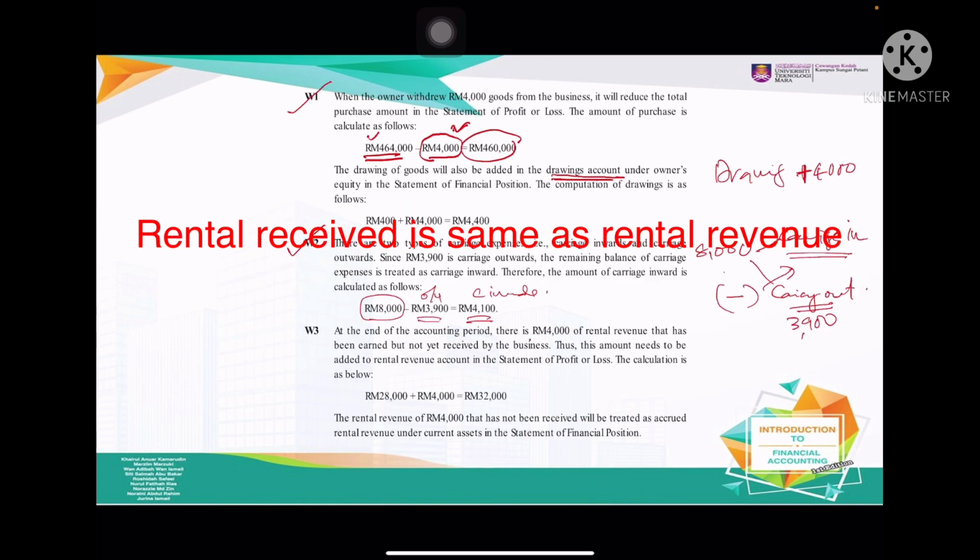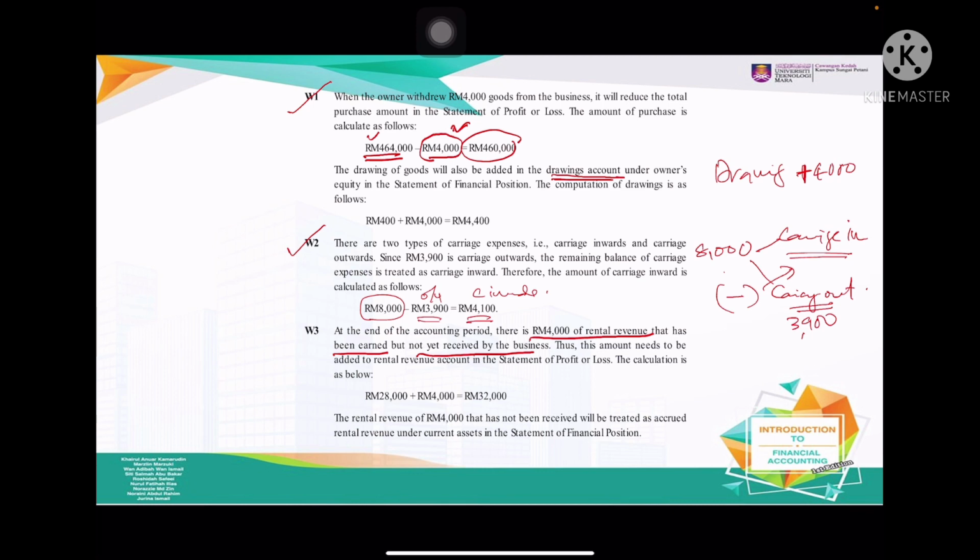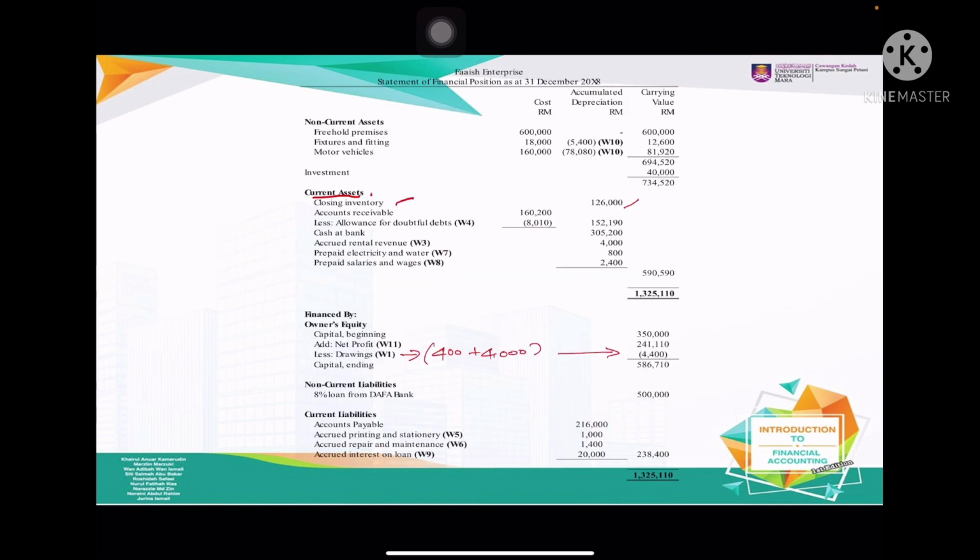Alright, so it means that at the end of the accounting period, 4,000 has been earned but not yet received by the company. So here, the 4,000 is still revenue for the current year, but you haven't received it yet. So in your profit or loss, we have to state that your revenue earned is actually 32,000, and the 4,000 you have not received yet, you are going to receive in the future years. So this one we put under current asset, so it belongs to you even though your debtors still do not pay you. So the 32,000 will go to profit and loss, and the 4,000 will go to your current asset.